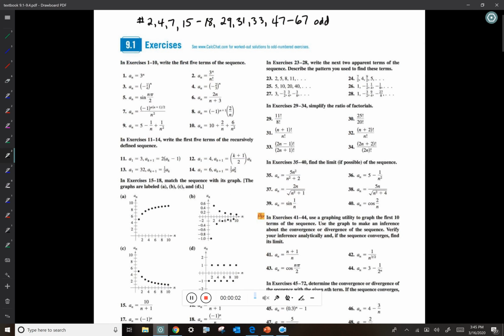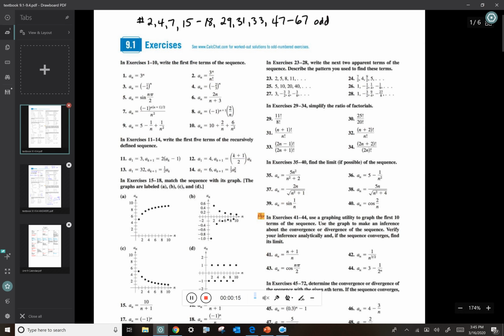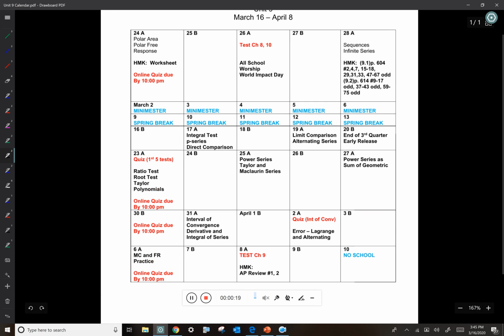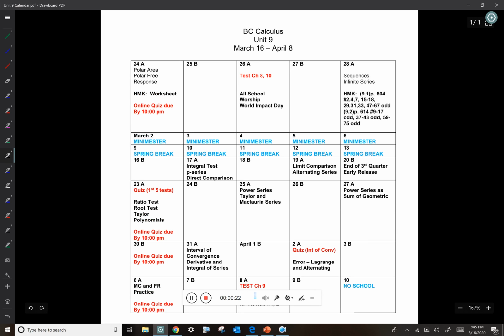Hey you guys, this video is going to be a quick introduction to 9.1, which is about sequences. Before we get started, I wanted to talk to you a little bit about the calendar for this unit. We really just started Chapter 9. It's actually Unit 10, but it's Chapter 9 before Minimester, and I know a lot of you weren't here on that day when we started with sequences.